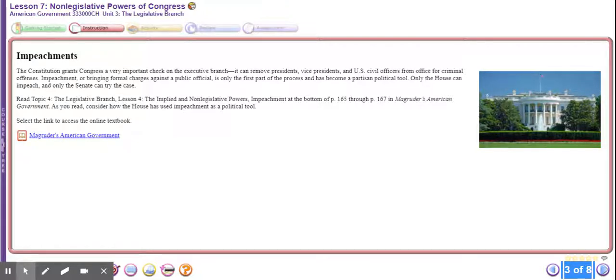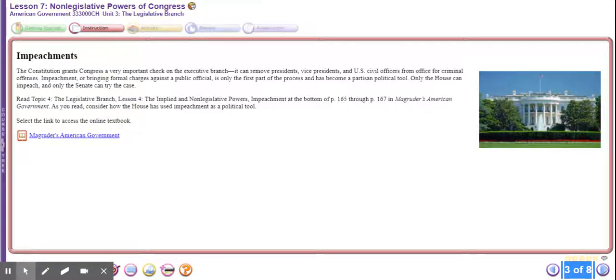Okay, so the way it works, remember, there's two houses of Congress. There's the House of Representatives and there's the Senate. And in the process of impeachment, both have a very specific role. The House has the role of actually impeaching the public official. It could be a president, could be a vice president, could be a judge, but they actually do the impeaching. What that means is they bring formal charges.